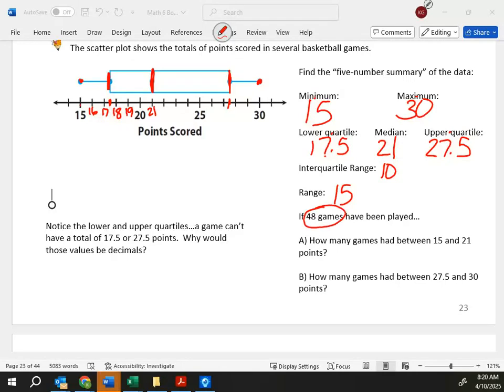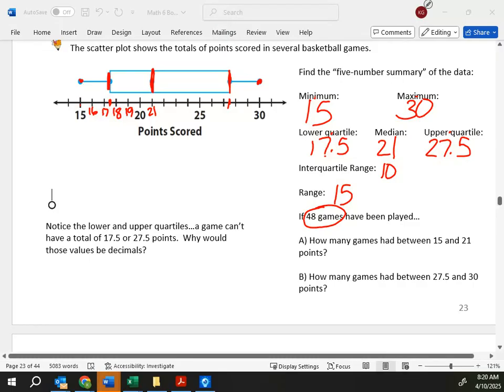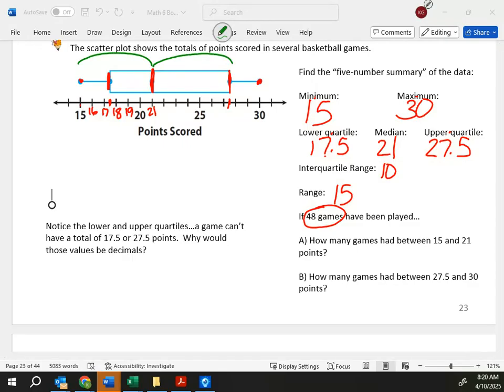We played 48 games. So now we need to remember 48 games. What would our median, if I go like this, how many are on the lower half, how many are on the upper half if there are 48 games? Lila? 24, 24. Yeah, 24 and 24. That 48 divided by 2, half of them are below, half of them are above the median. So 24 are below, 24 are above.